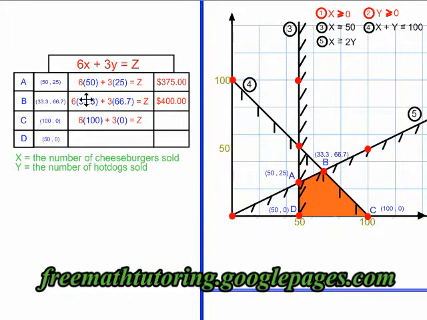In vertex C, X is equal to 100, so I replace the X with 100. Y is equal to 0, I replace Y with 0. 6 times 100 is 600, and 3 times 0 is 0, so my total is $600. And finally, in vertex D, I'm replacing the X and Y with 50 and 0, and I get 6 times 50 plus 3 times 0, and that simplifies to $300.